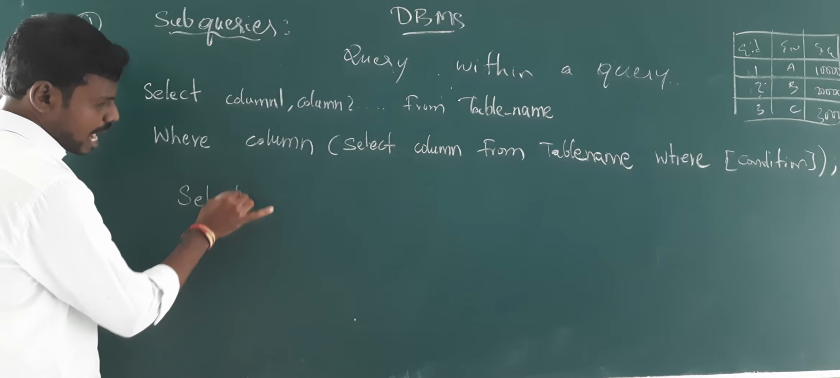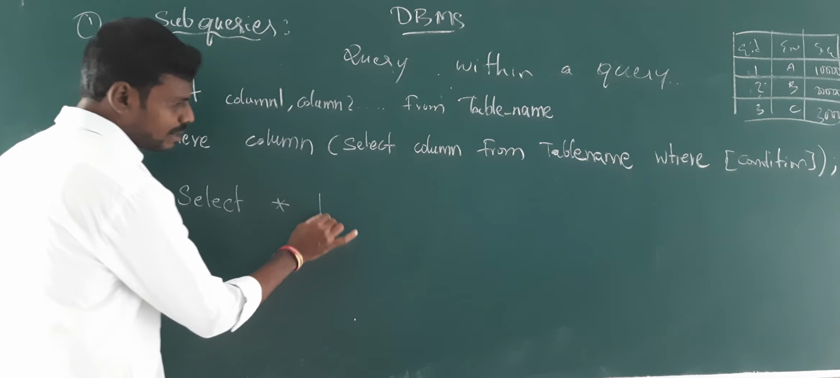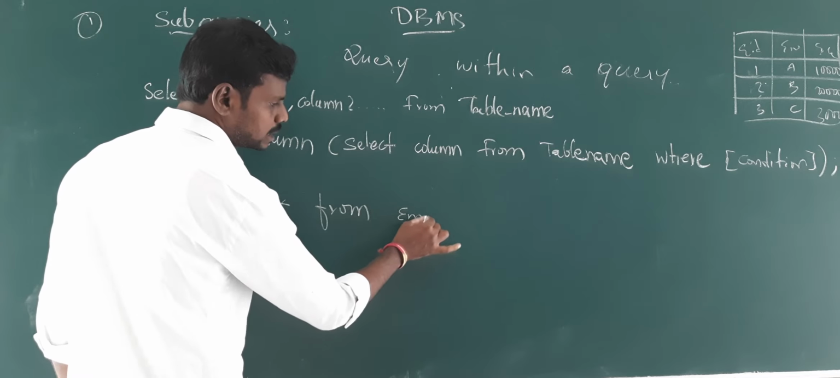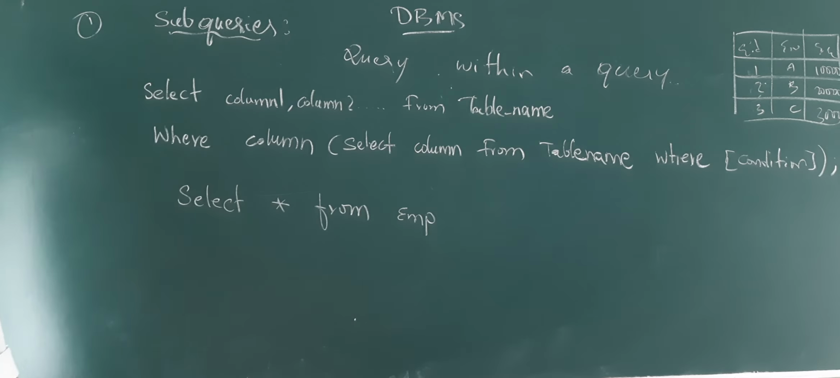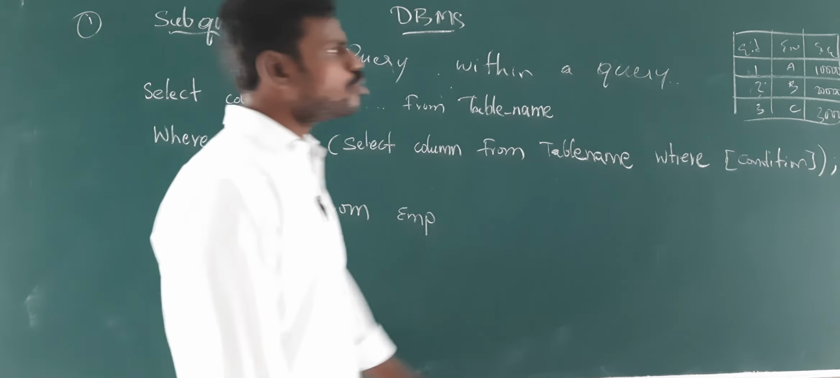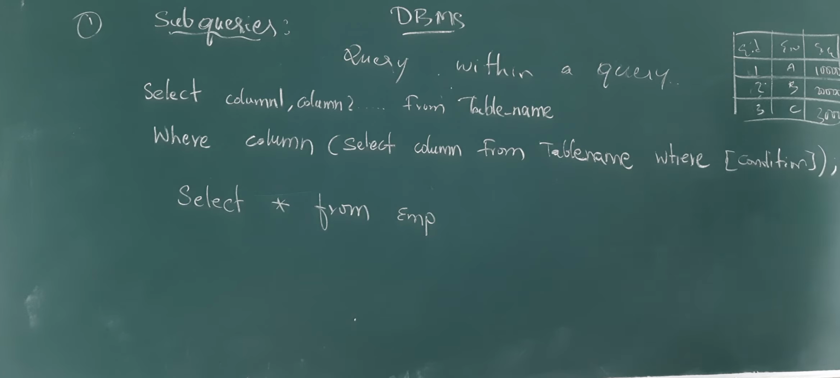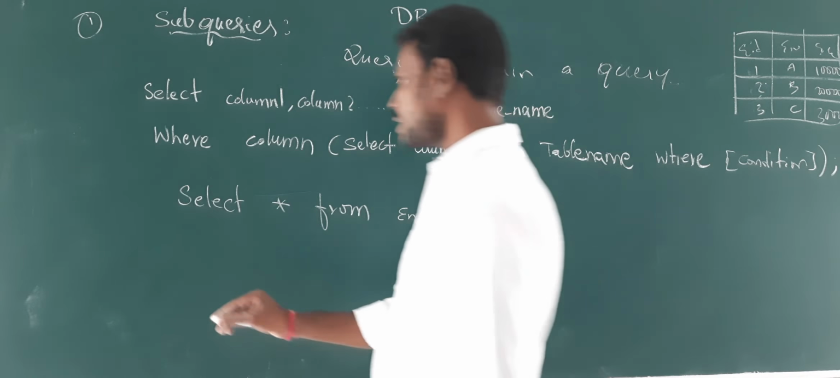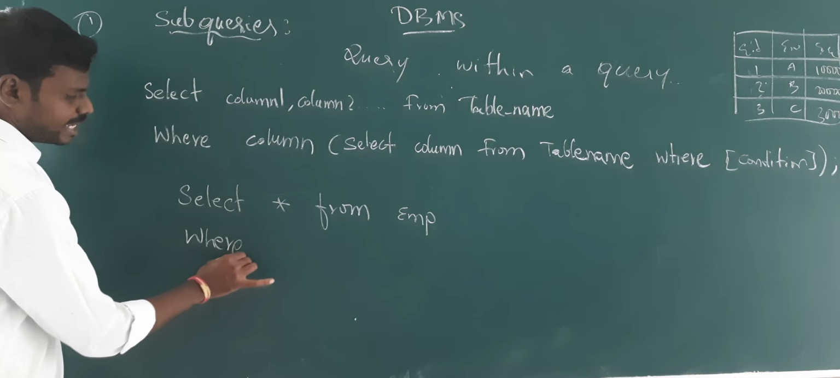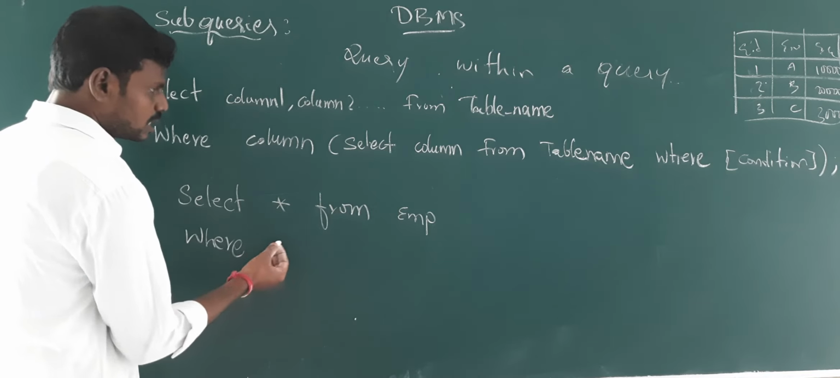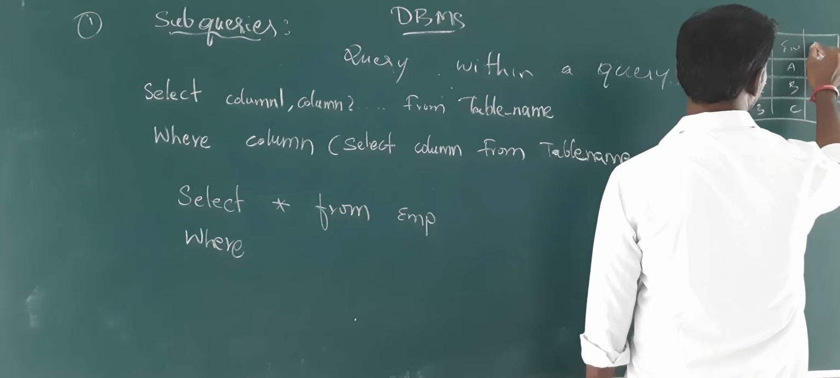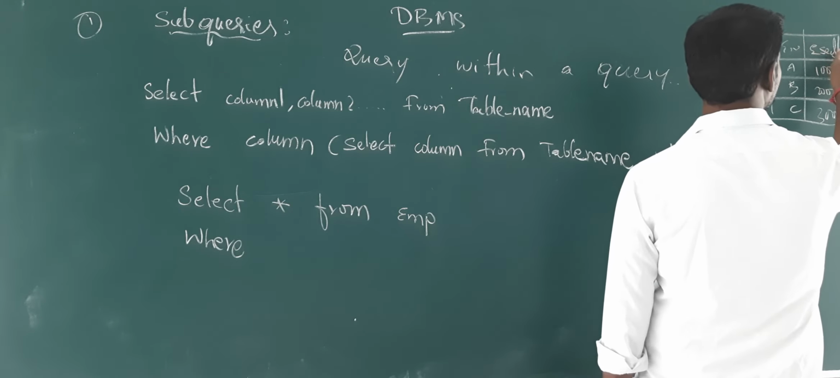Select asterisk from the table called employee. But I want to see those employee details who are getting more than 10,000. Then I will be going for a where clause that you know already. Where the column name is what? Employee salary. Write it in a neat manner so that you know the column name.